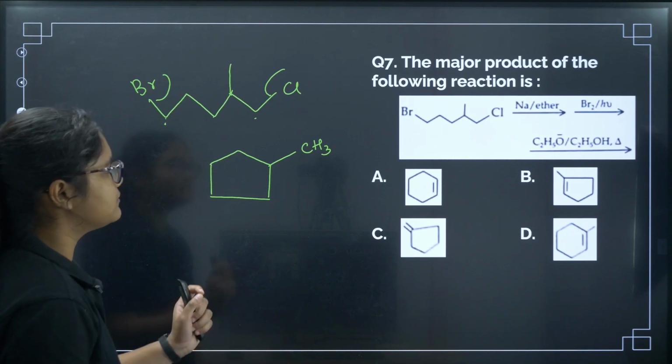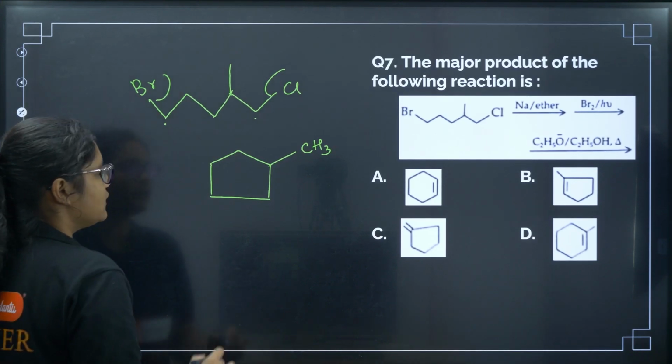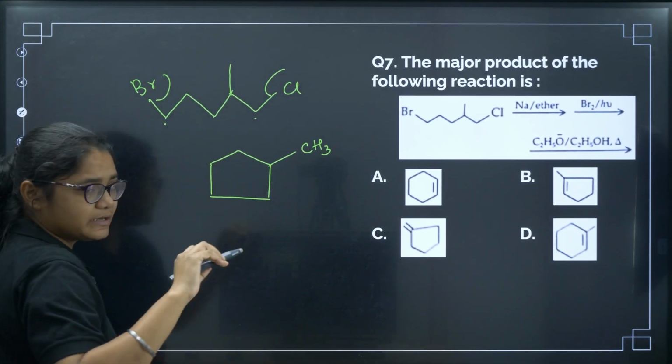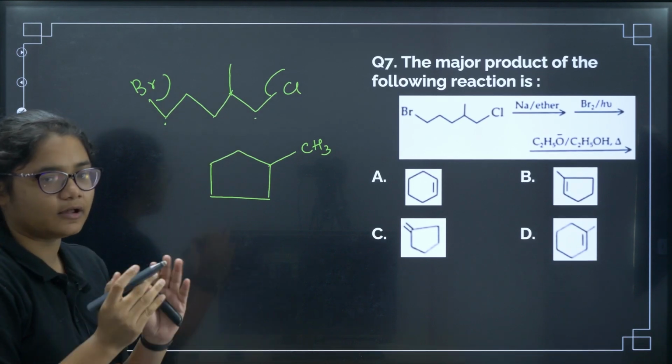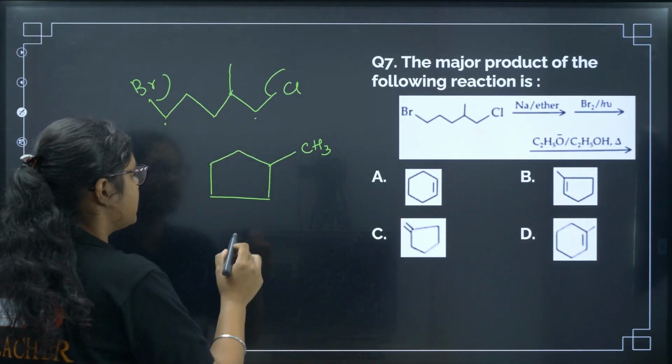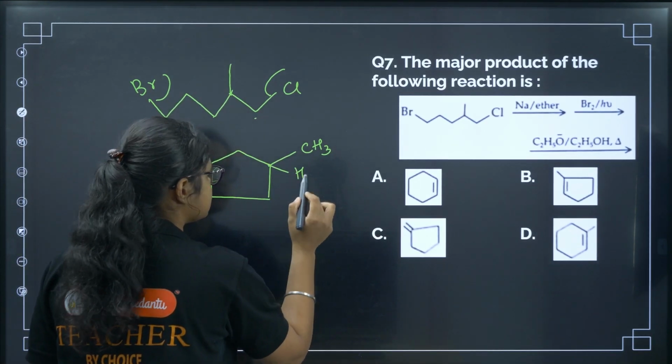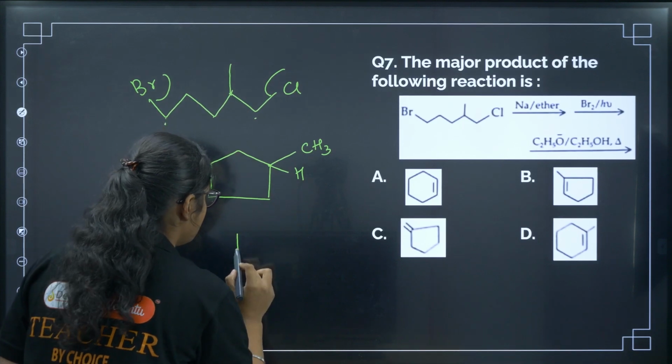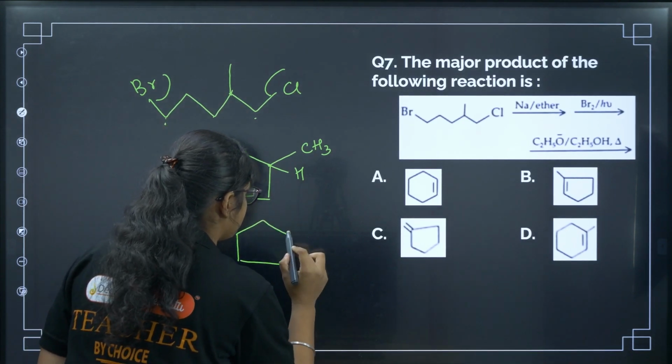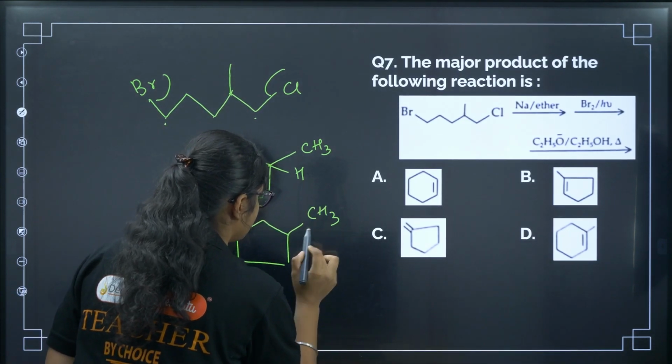Now the next one is Br2, hv, right? So if you see, this will replace one hydrogen with bromine. We are having so many hydrogens. So if you see, this is the tertiary one, the most stable one. So here the hydrogen will be replaced with the bromine group.